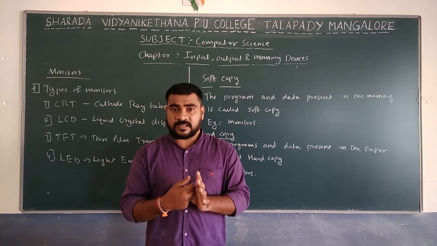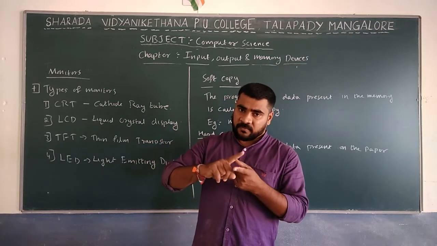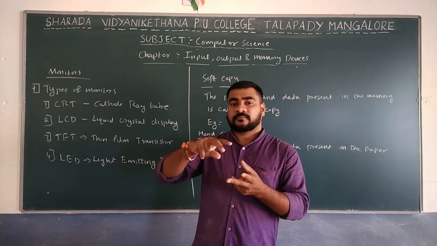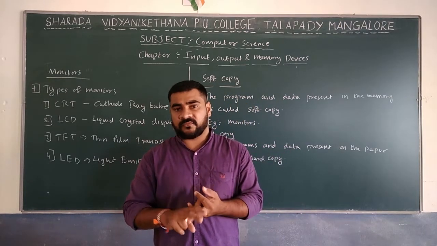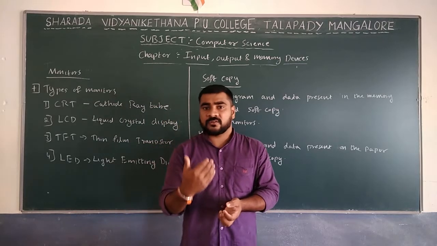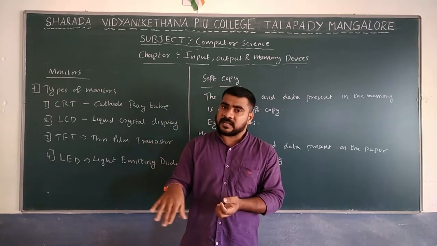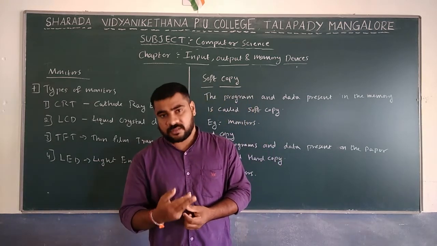What are soft copy devices? The monitor is one example of a soft copy device. What is a hard copy device? The printer is an example of a hard copy device. By using it, we get the hard copy. If you use a printer, we get the output in the form of hard copy. If you use the monitor, we get the output in the form of soft copy.